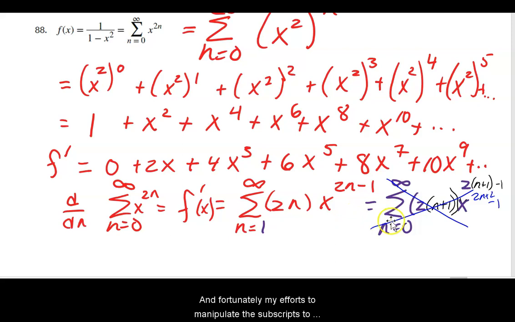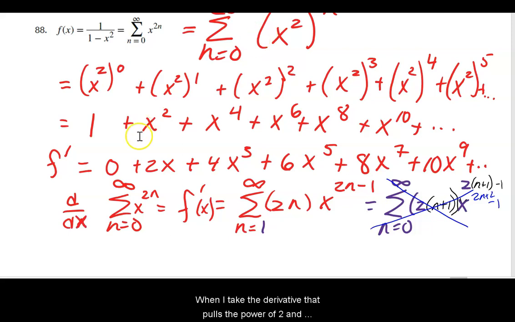Unfortunately, my efforts to manipulate the subscripts to get it into a better form did not produce a good result. The issue, of course, here is that I took the power series representation for the function, which was given to us as x to the 2n, and I applied the derivative with respect to n to it directly, or rather with respect to x. This should be an x here. It looks a bit like an n, but it is in fact an x. Make that a little bit more clear.